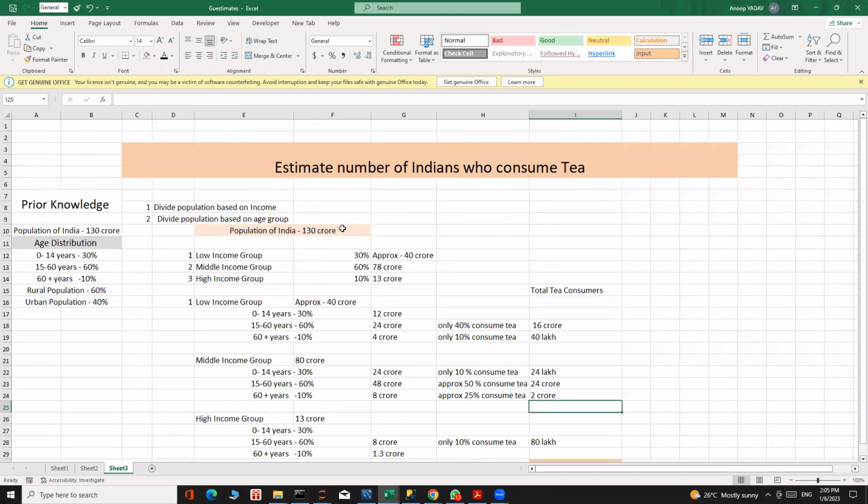These types of problems we can solve by our population approach and age group approach.